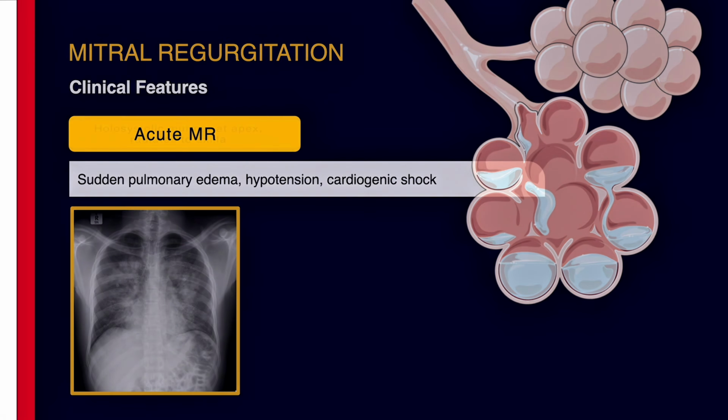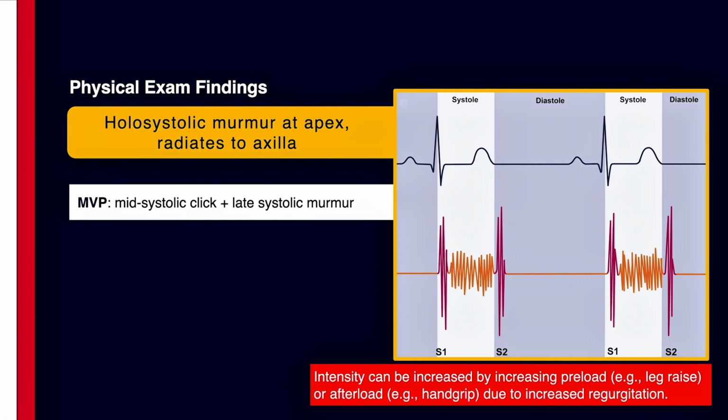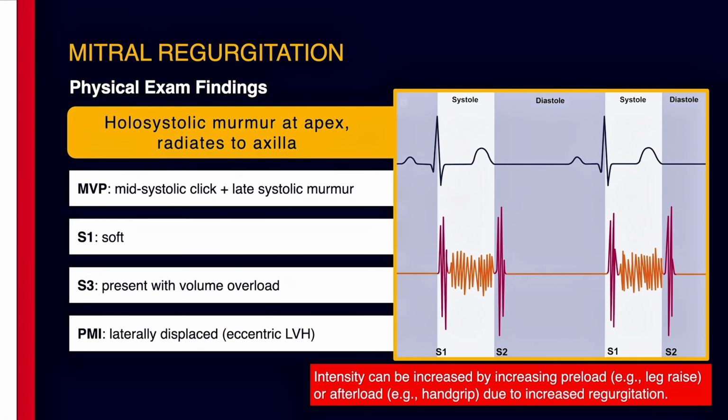Physical exam findings in mitral regurgitation, and there are several that Step 1 loves to test. Murmur first. The hallmark is a holosystolic murmur. That means it lasts throughout systole, holosystolic. And you hear it best at the apex, and it radiates to the axilla, okay? In patients with mitral valve prolapse, the murmur sounds a little different. You're going to hear a mid-systolic click followed by a late systolic murmur.